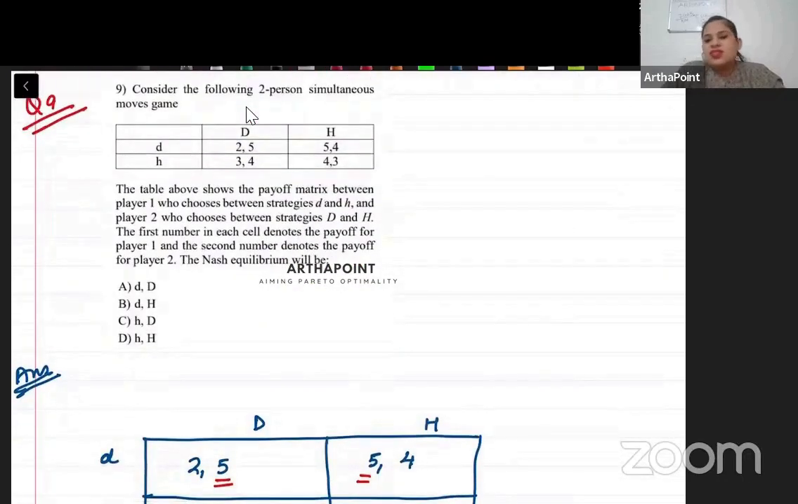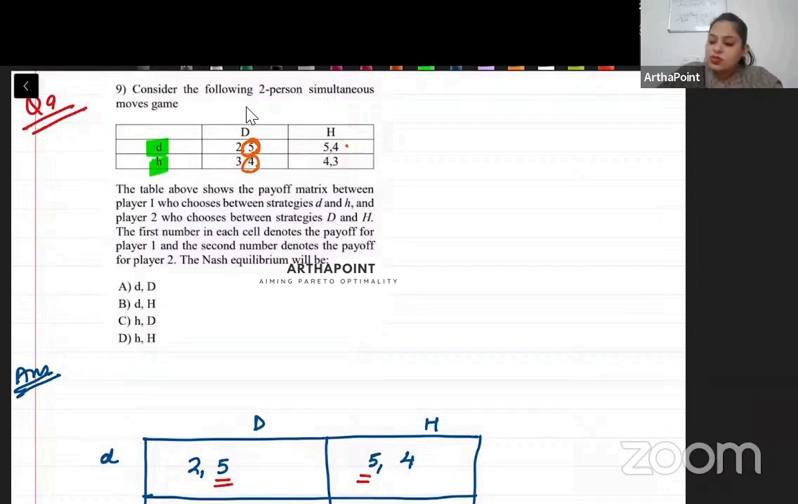Very, very simple. This is just a 2-person game given. You have to find Nash equilibrium. So assume individual 1 goes for D. What is the best thing for individual 2? 5 or 4? 5. Imagine he goes for H. What is the best thing for individual 2? 4 or 3? 4.